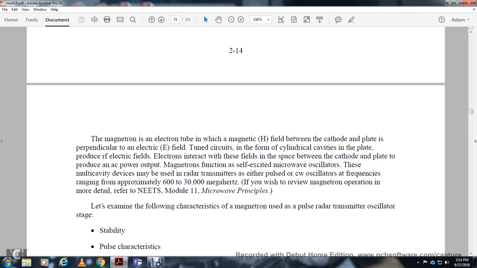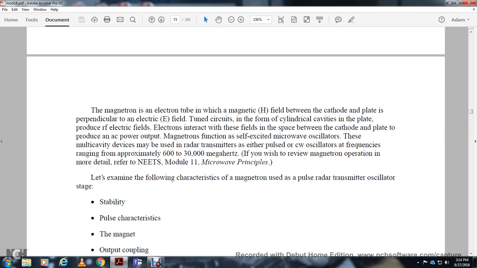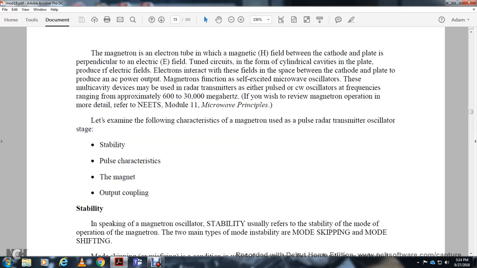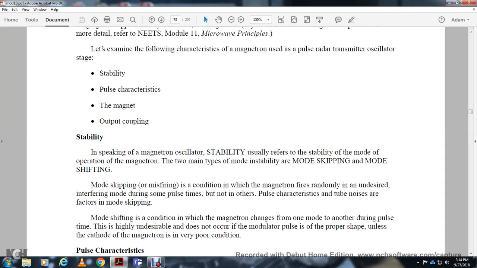If you wish to review magnetron operation in more detail, these modules will cover microwave principles. Let's explain the following characteristics of the magnetron in a pulse radar transmitter: oscillator stage stability, pulse characteristics of the magnetron, output coupling, and stability of the mode of operation of the magnetron. There are two main types of modulator problems: mode skipping and mode shifting.